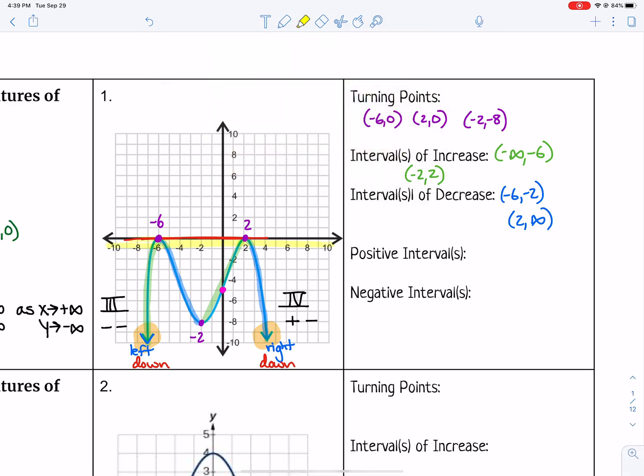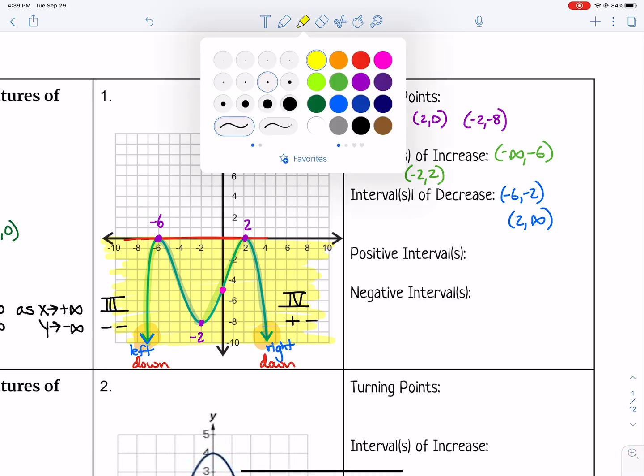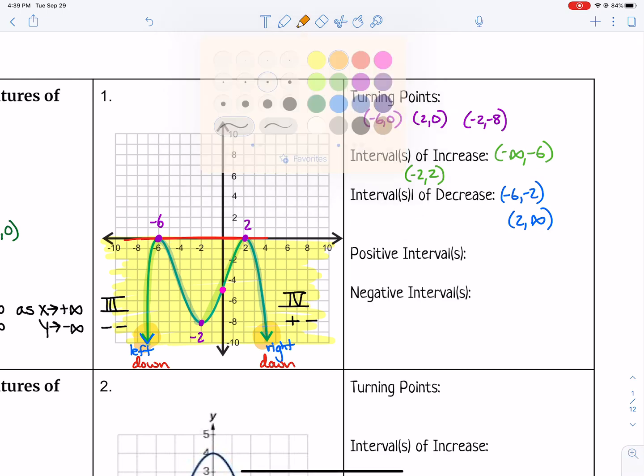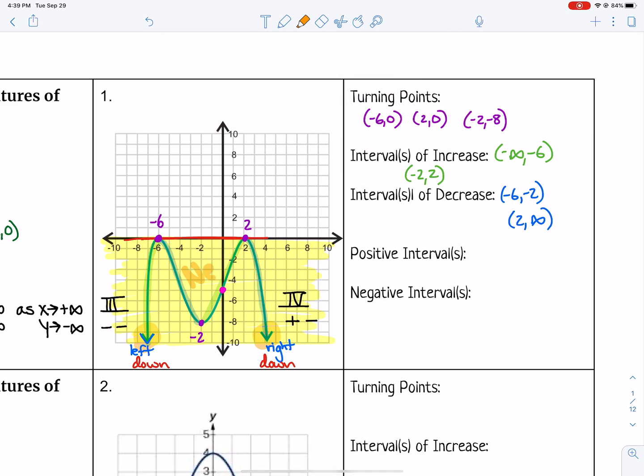So in other words, y is negative underneath the x-axis. So I'm going to highlight this area of my graph, and that is where this whole function would be considered a negative interval. And so the whole function, like I just said, is in that negative interval. So for all the values of x, they are all in that negative interval.